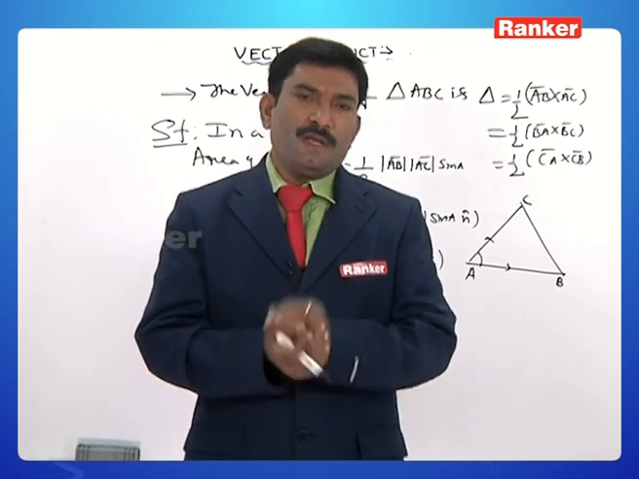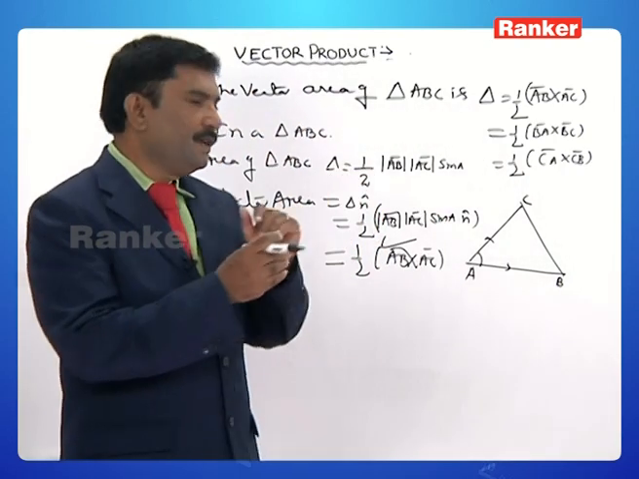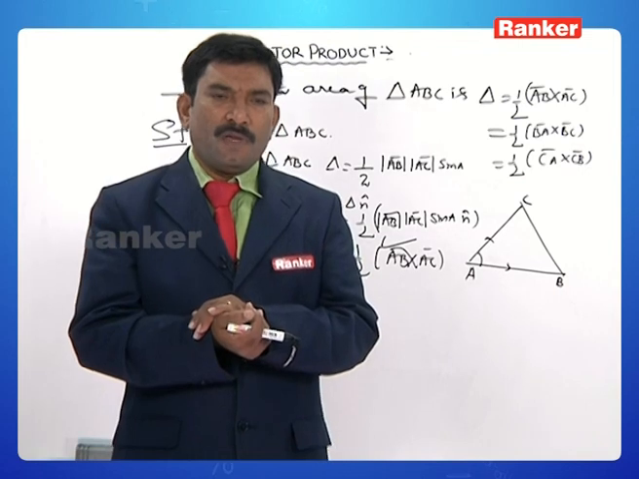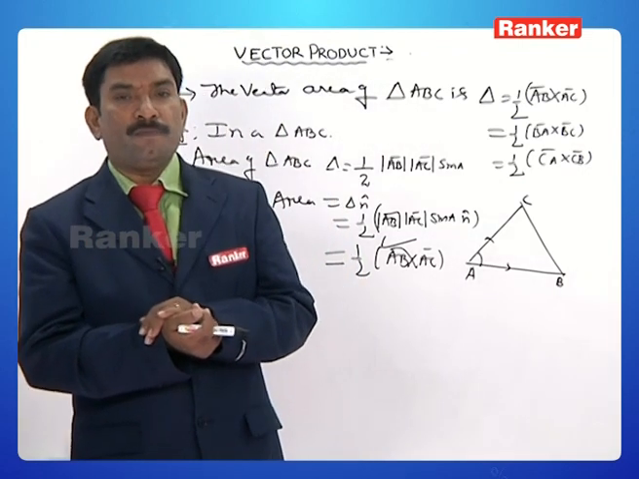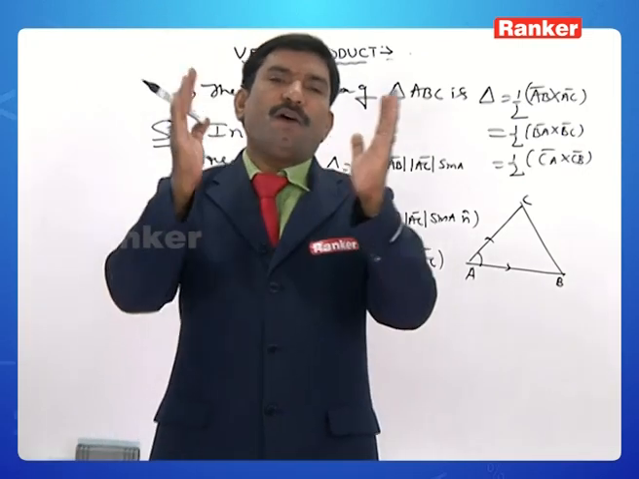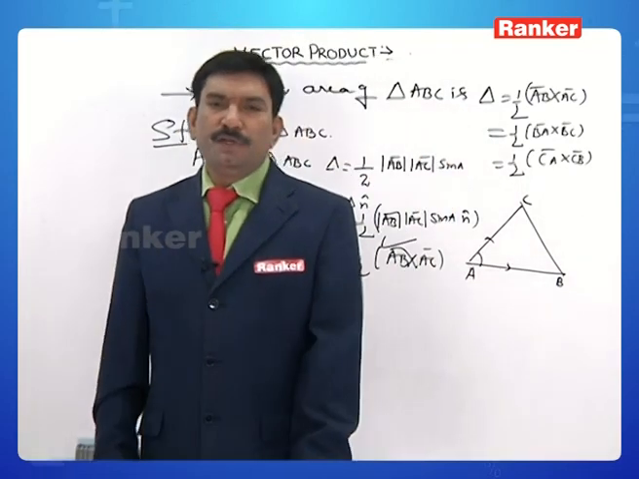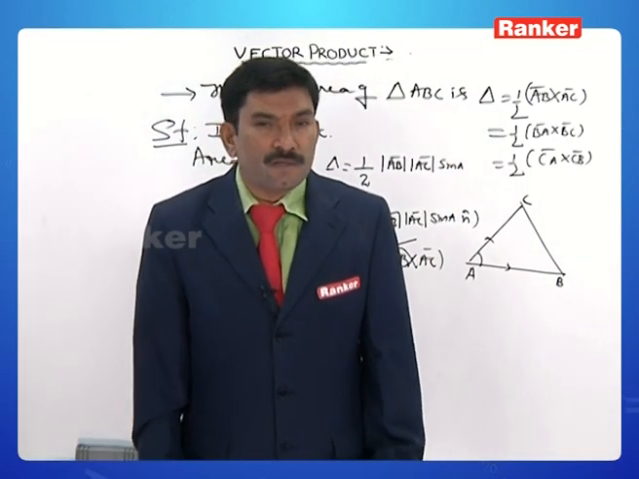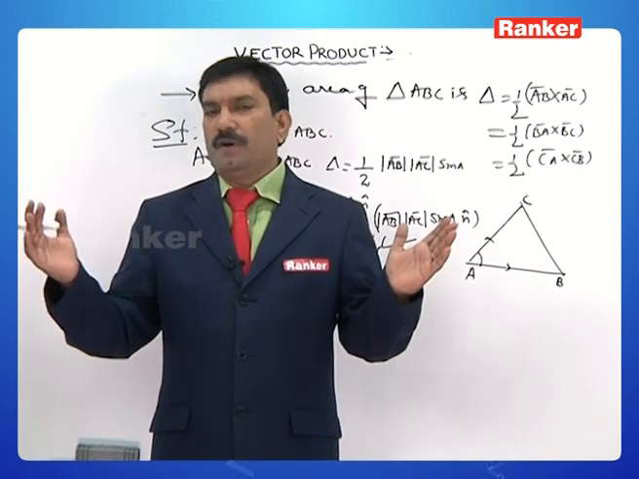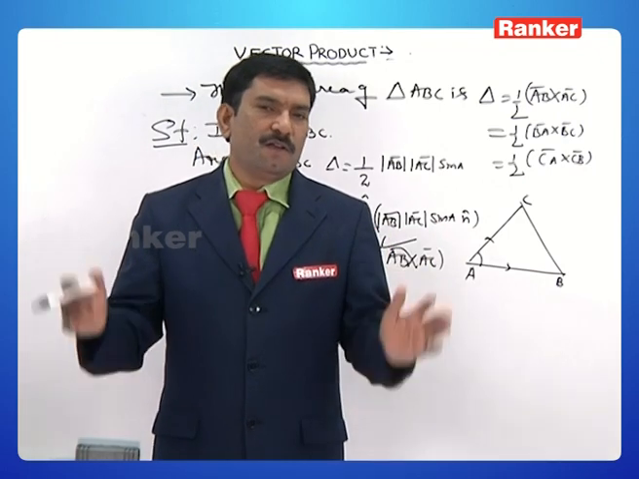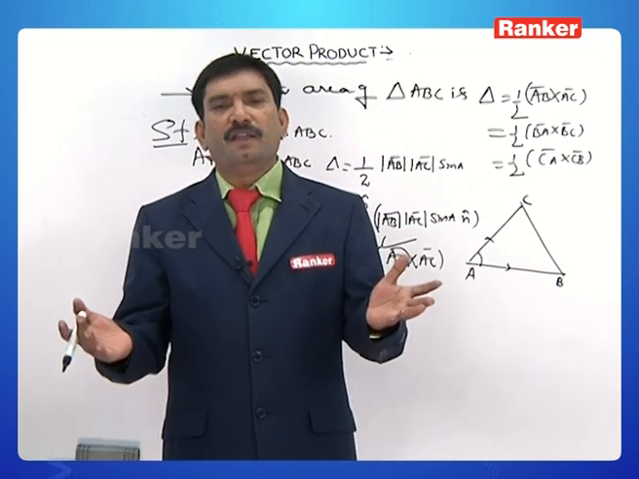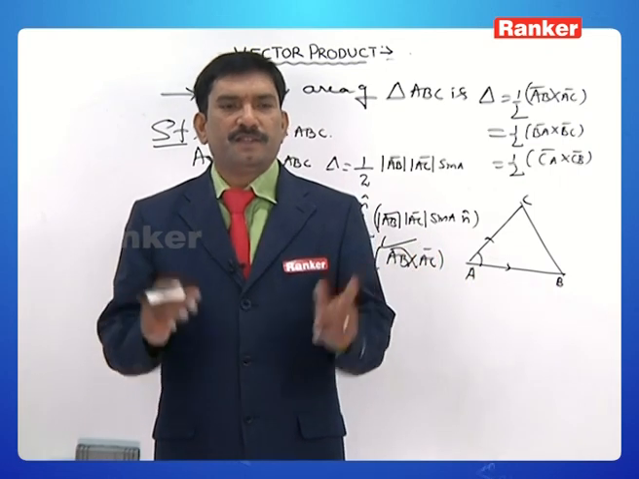ABC. Now I have taken the sides. Instead of taking the sides, when you are given the position vectors of the vertices as A bar, B bar, C bar, what is the vector area of a triangle? Let us see.